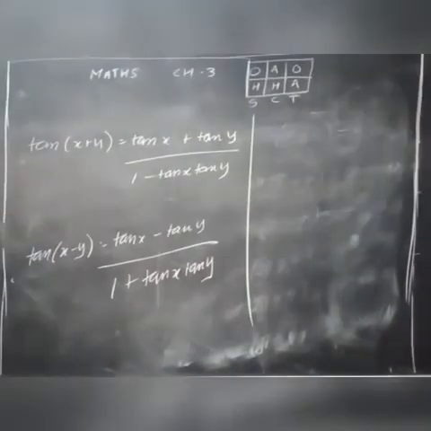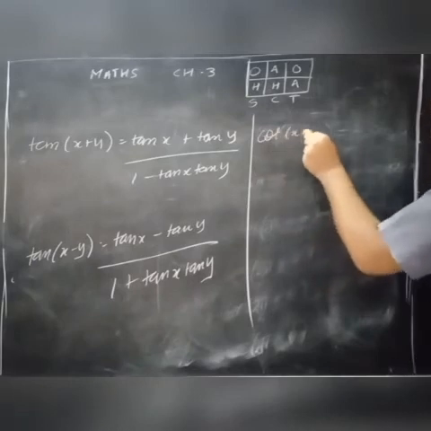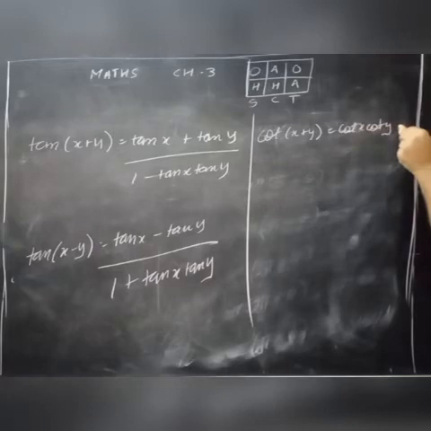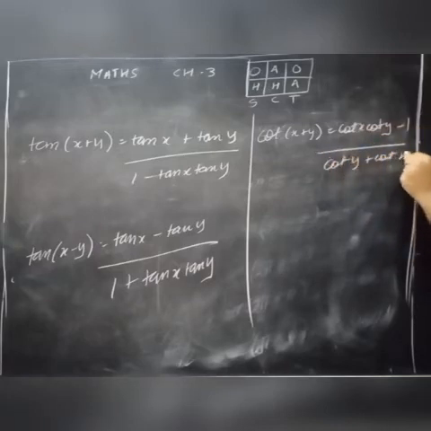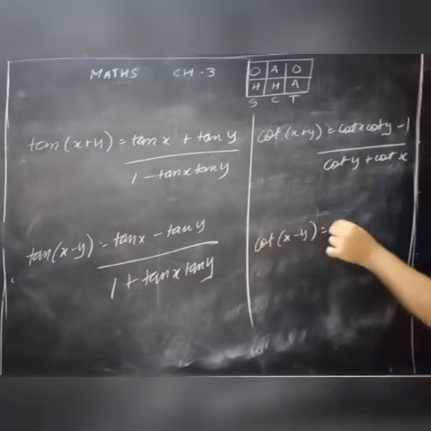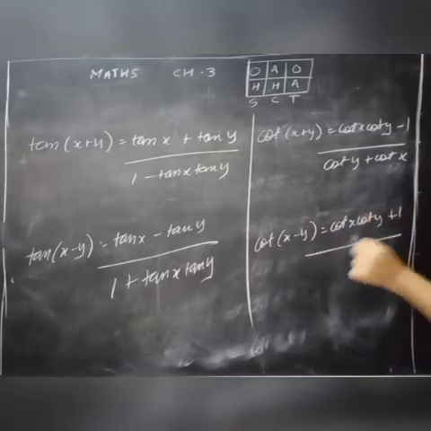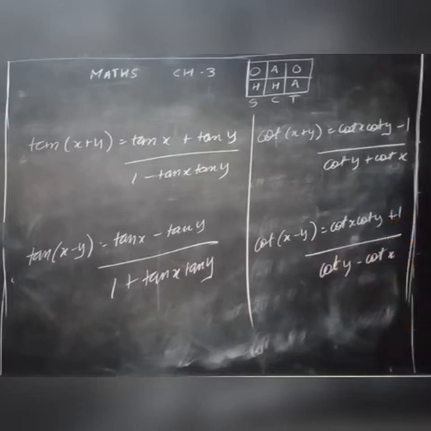Now we'll try to write the formula for cot(x+y). Cot(x+y) is (cot x cot y - 1) upon (cot y + cot x), whereas cot(x-y) is (cot x cot y + 1) upon (cot y - cot x).